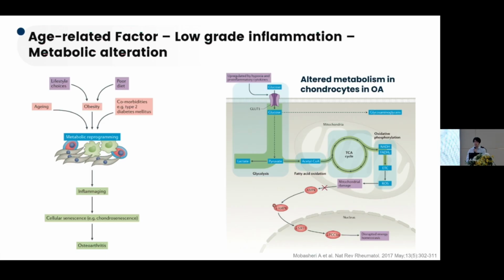Now, let's start with the intrinsic factors. As we age, our bodies change, and our joints are no exception. Cellular senescence, inflammation, alteration in the extracellular matrix, and mitochondrial dysfunction. These alterations can cause metabolic alterations and reprogramming within joint tissues, fueling inflammation and cartilage degeneration.